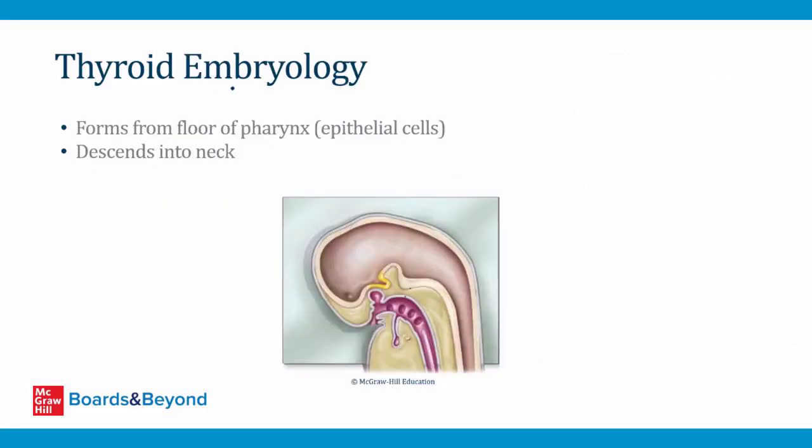Okay, let's talk about the embryology or the development of the thyroid gland in utero. So you should know that the thyroid gland forms from the floor of the pharynx. So epithelial cells in the pharynx, meaning the primitive mouth, dive down into the neck. That's what's shown in this picture here. You can see these cells diving downward, and those cells are going to form the thyroid gland down lower in the neck beneath the floor of the mouth.